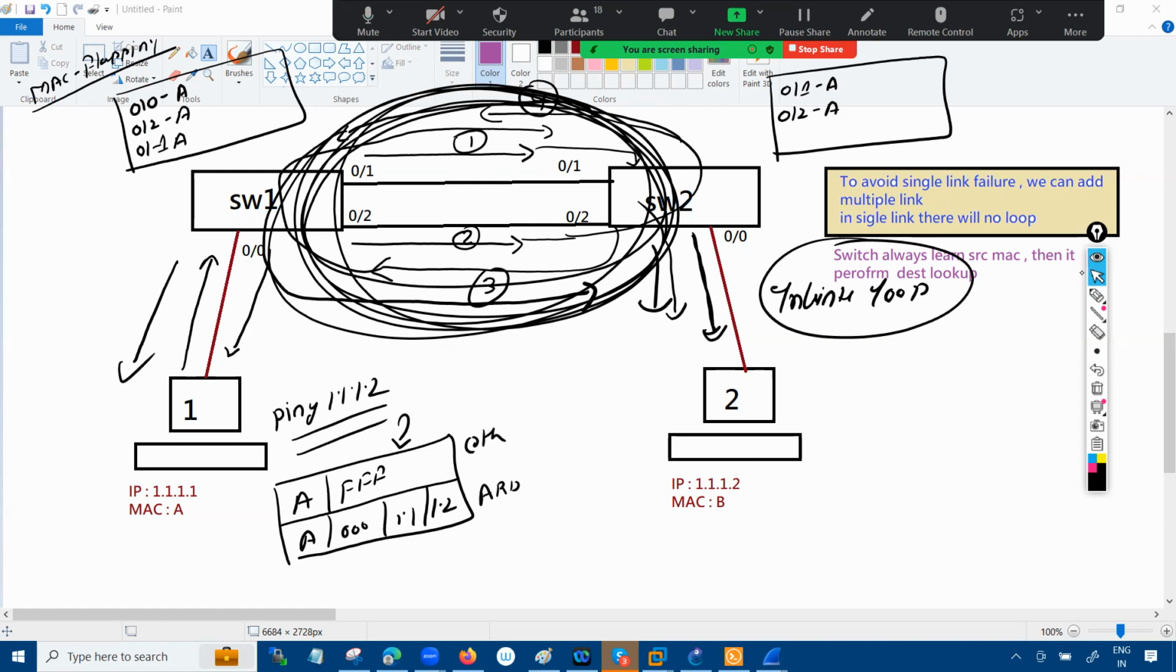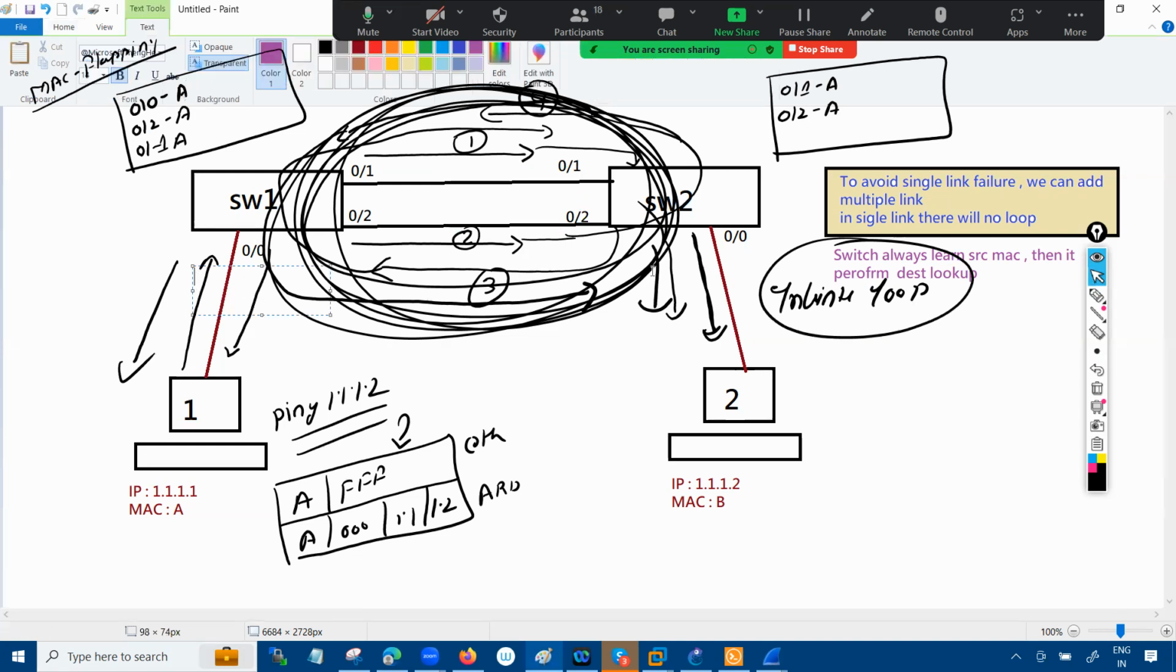And because of this reason, can you imagine what happened? It's a total wastage of bandwidth on this link, this link, this link, and this link. At the same time, the CPU will be high on switch 1 and the CPU will be high on switch 2.